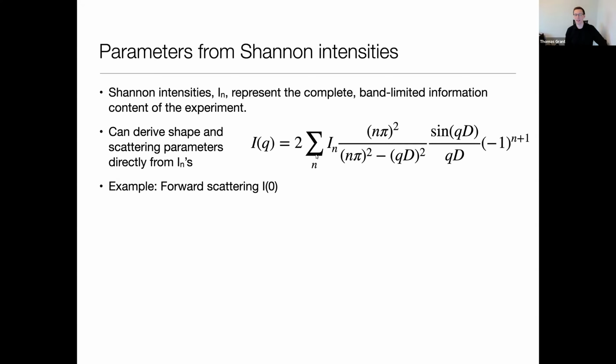So we can go through this equation. We can say, okay, if this is our equation defining I of Q based on the INs, what happens if we just plug in Q equal to 0? Okay, so Q equals 0 here. We plug in here, so we get 0 here, and we now get this whole fraction going to 1. And this term is a sinc function. So sinc of 0 is 1. So this whole thing goes to 1. And so we actually get this really nice, simple, elegant equation for the forward scattering directly from the INs.